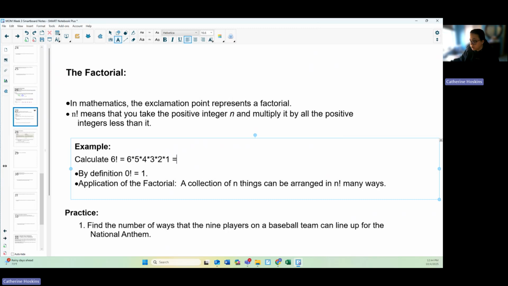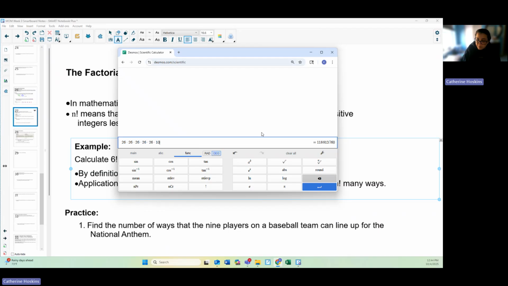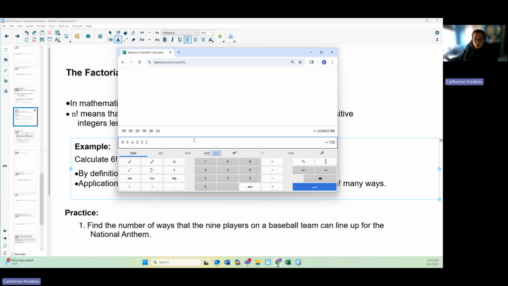I could put that into Desmos, so let me bring Desmos back over. If I put 6 times 5 times 4 times 3 times 2 times 1 into Desmos, I would get a total of 720. What you'll notice in Desmos is if you are using your keypad, you can hit the number 6, hold down Shift and hit the number 1, just like you're using an exclamation point for an English paper. When you do that, that is our factorial in our calculator, and once again it gives me 720.